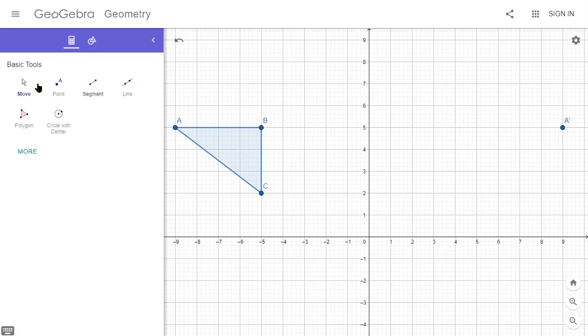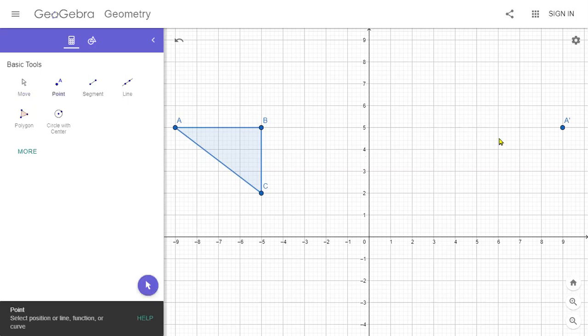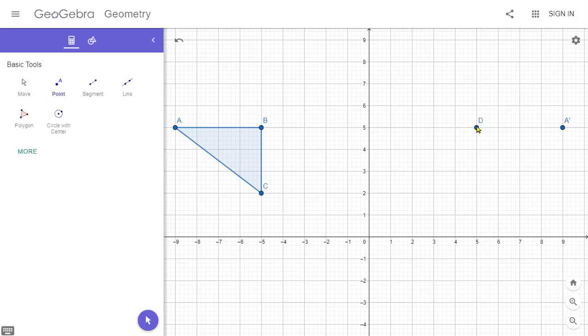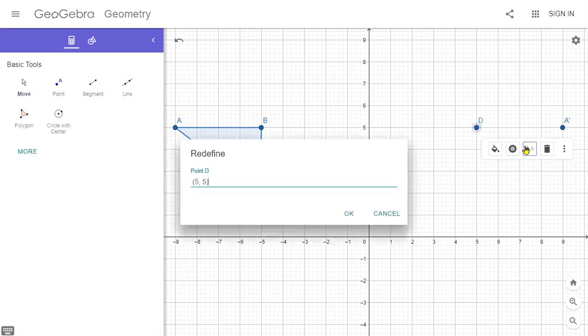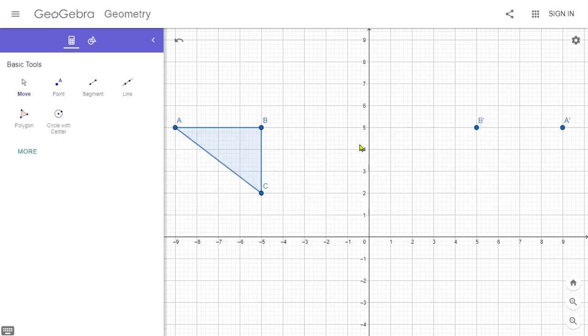Let me mark the point for B prime. This is just the point B prime. Let me rename it. This is just B prime. Here A prime and B prime represent the images of the vertices A and B respectively.